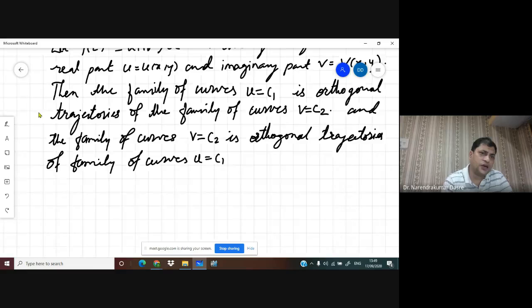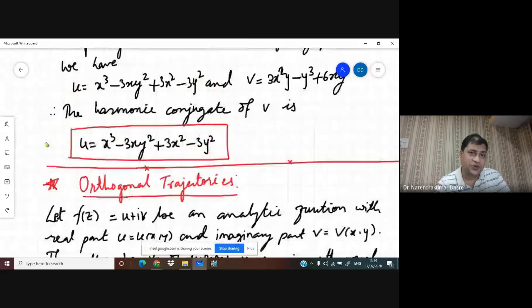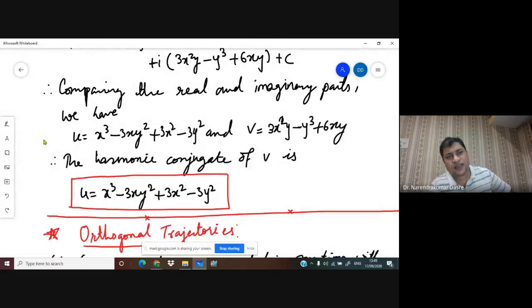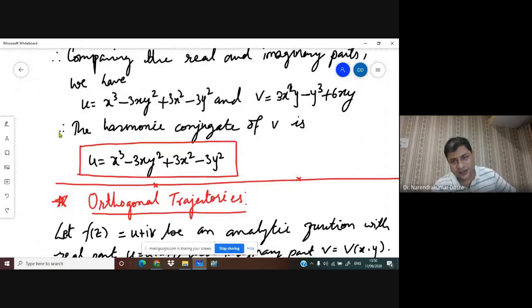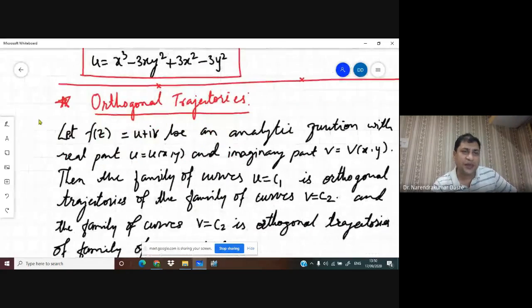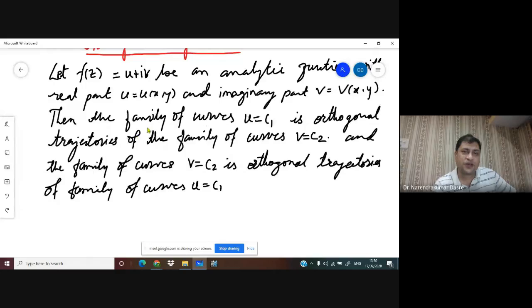Okay, so up to now we knew that u and v are harmonic conjugates of each other. First we have seen that if f of z is equal to u plus iv is an analytic function, then u and v satisfy the CR equations. Then after that we have seen that u and v are harmonic conjugates of each other. And now we are claiming that if f of z is equal to u plus iv is an analytic function, then we have two families of curves. u is equal to c1 is one family of curves.